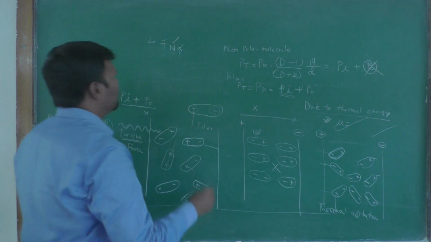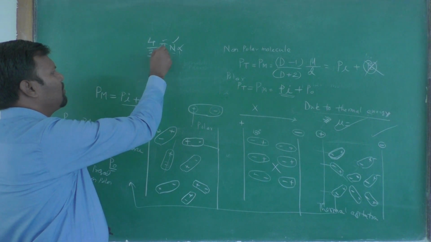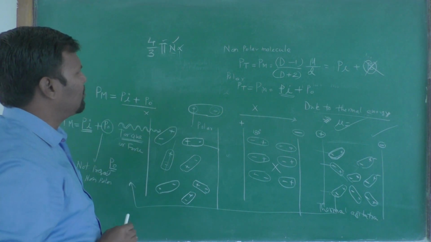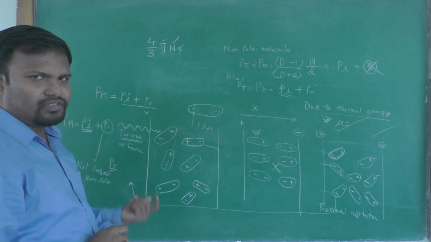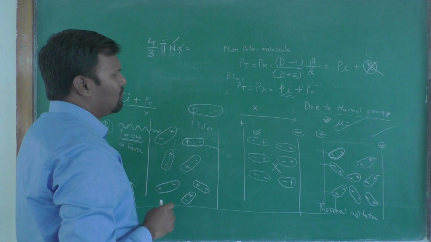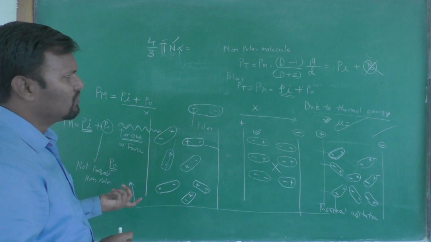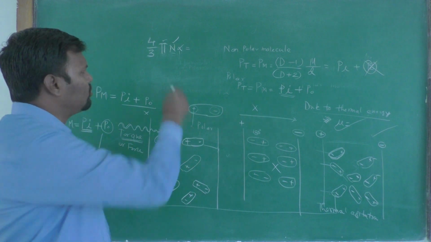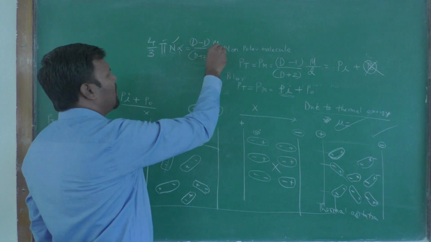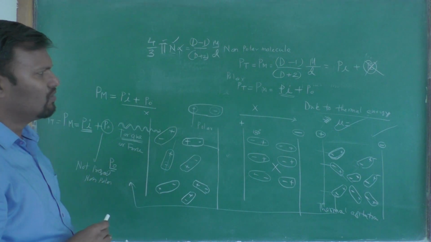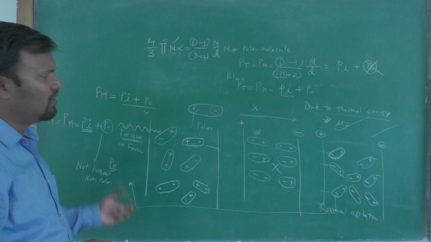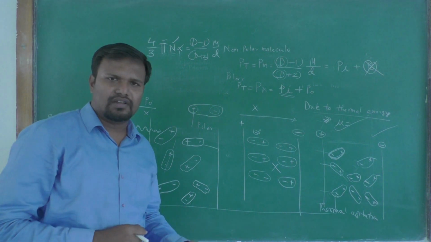Induced polarization: the formula is the same for non-polar and polar molecules. For induced polarization, the formula is 4/3 pi n alpha, and the relation for the non-polar molecule is given by the Mossotti and Clausius scientists, and this is equal to, it's related to the dielectric constant, (D minus 1) upon (D plus 2), times mass upon density. We have already discussed the meaning of D, therefore in this lecture we will not discuss the meaning of dielectric constant.